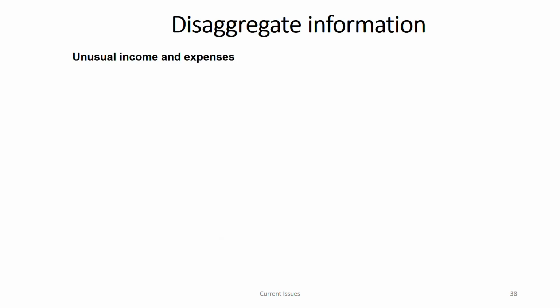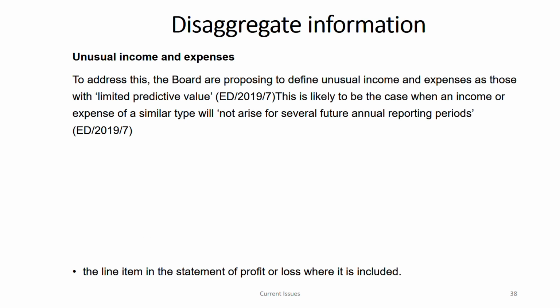Now, to address this, what happened? The comparison issue is there, right? Some you disclose, some you don't disclose. So what is the board proposing? The board is now giving a definition to unusual income and expenses. What is the definition? Limited predictive value, according to the exposure draft. That means very limited. You cannot predict anything based on that value. Very limitedly you can predict. That is the meaning of unusual income and expenses.